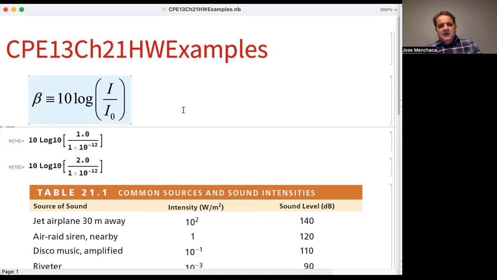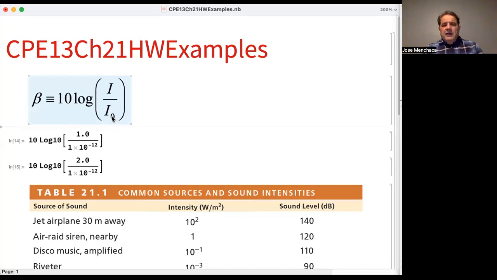For sound intensity, we put it in decibels. Well, how do we get it? It's 10 log the intensity divided by the threshold intensity I0. And what is I0? That's 1 times 10 to the minus 12 watts per square meter. So everything is measured from that threshold. That's the reference point. You need a reference point.